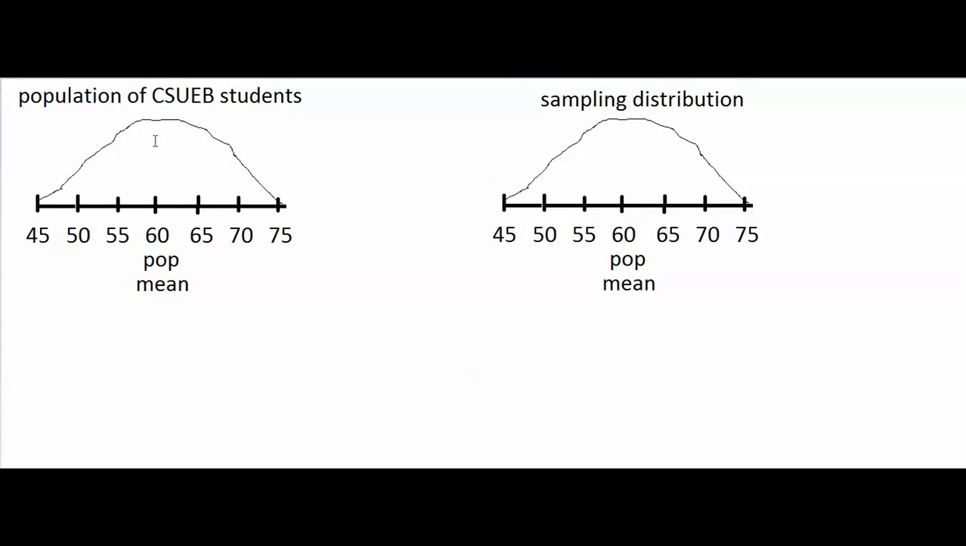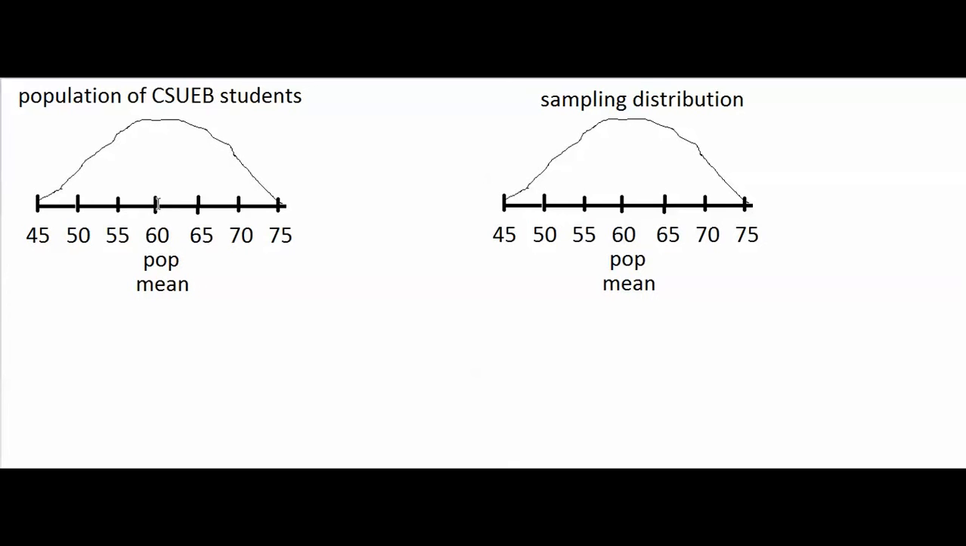These are all the students who were 60 inches tall. These are all the students who were 65 inches tall, and these are all the students who were 55 inches tall. And we're imagining that the mean height, or the average height, of the Cal State East Bay population is 60 inches. So we're imagining that if we added everyone's height in the population and divided by the number of population members, the population mean would come out to 60 inches.